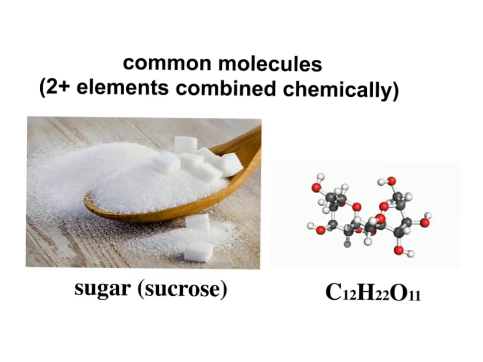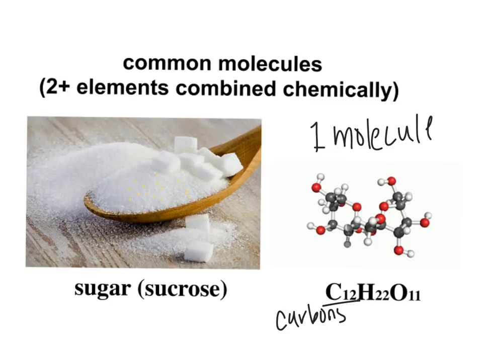And the last one is sugar. This is pure as well. It's just a bunch of little molecules in there. And look at how many elements make up one molecule of sugar. There are 12 carbons. There are 22 hydrogens. And there are 11 oxygens.